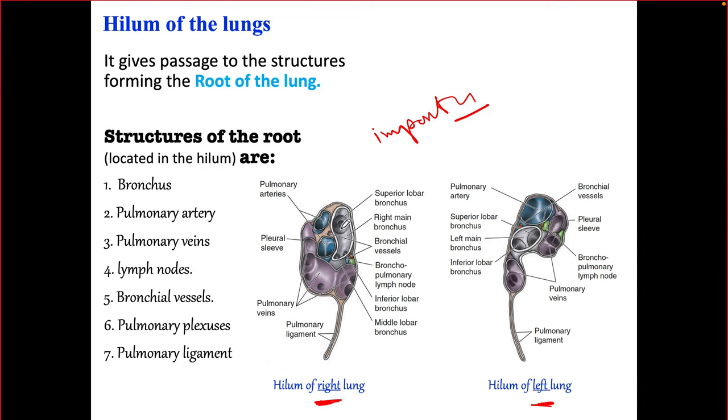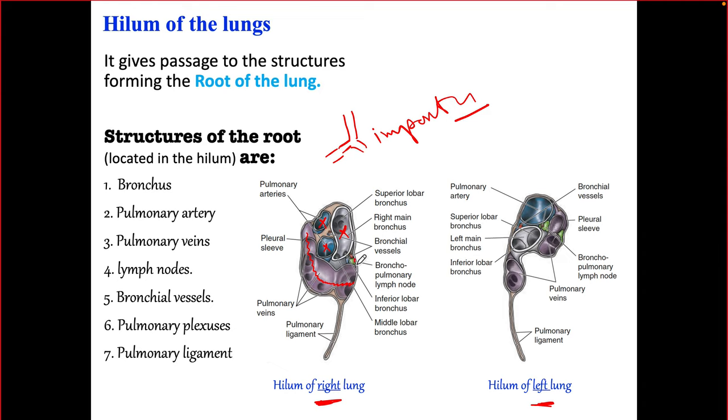So these structures, of course, because the lung is an organ, we need arteries. That means we have pulmonary arteries here, and we have pulmonary veins. And of course, we mentioned that the trachea divides into bronchi, then main bronchus, secondary, tertiary bronchus, and so forth. So this is the bronchus here. We'll talk more about that.